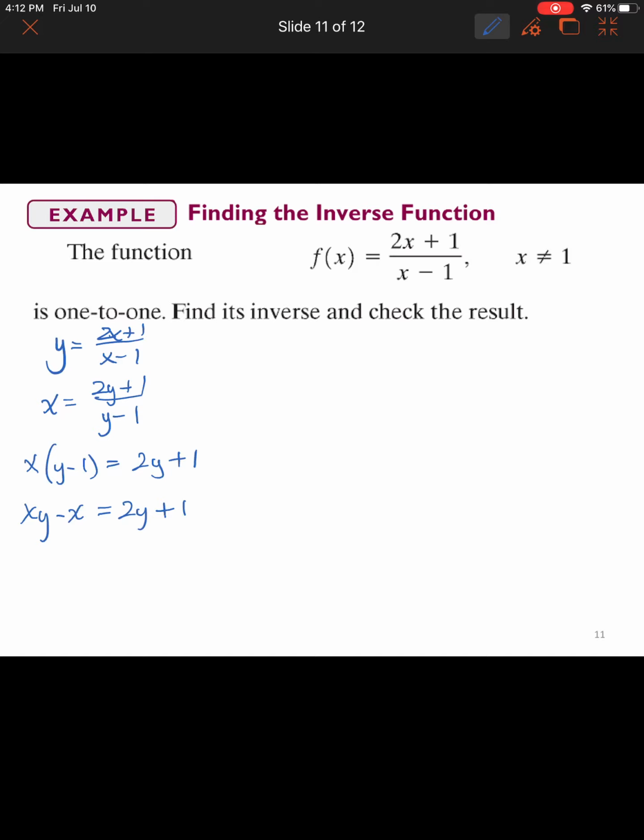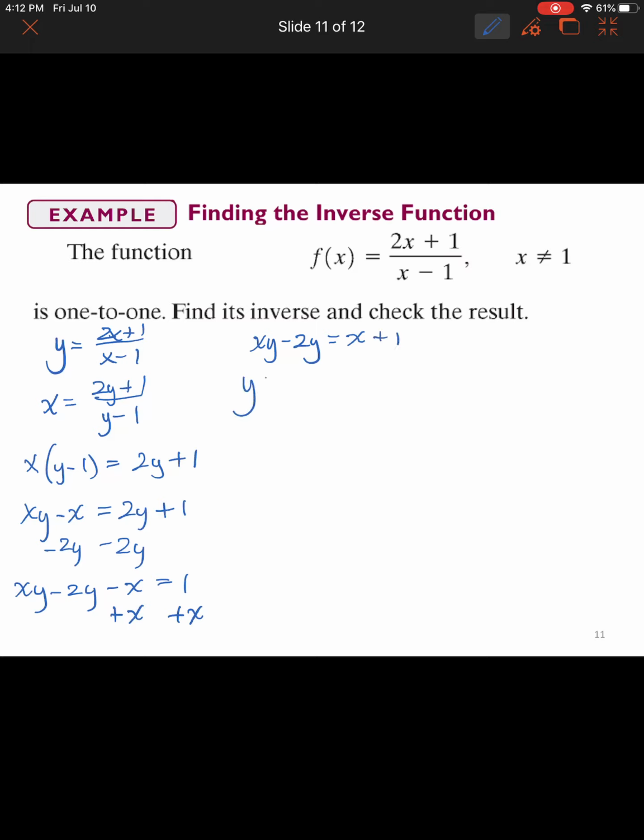Everything that has a y in it, get it on one side, and everything else that does not have a y on it, put it on the other. So we're going to bring that 2y over. You need to be over there with your other y. So we have xy minus 2y minus x equal to 1. That x that's on that left-hand side, you don't have a y attached to you. So move on over. So now we have xy minus 2y equal x plus 1.